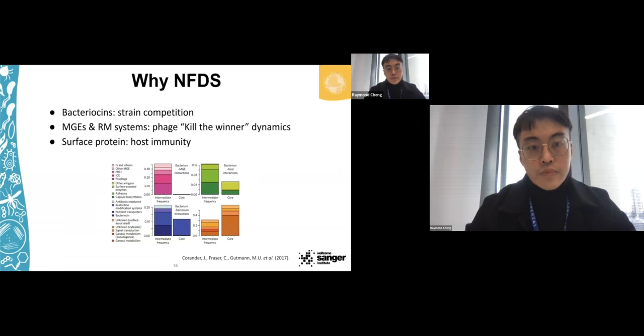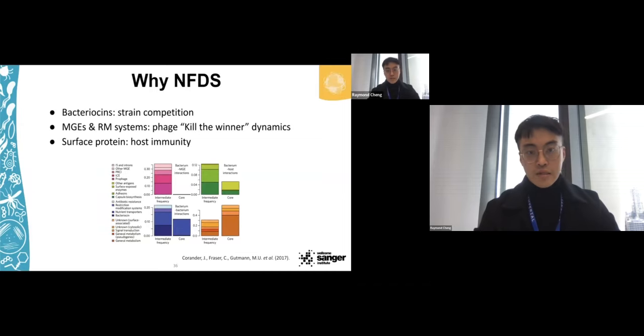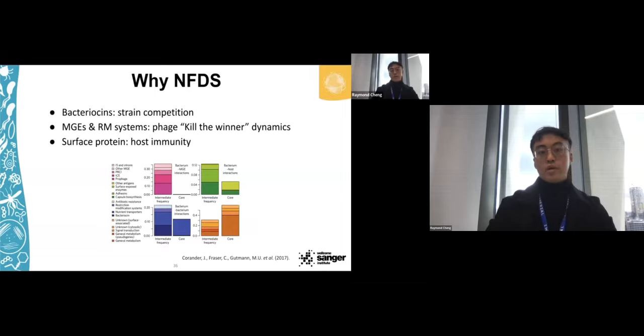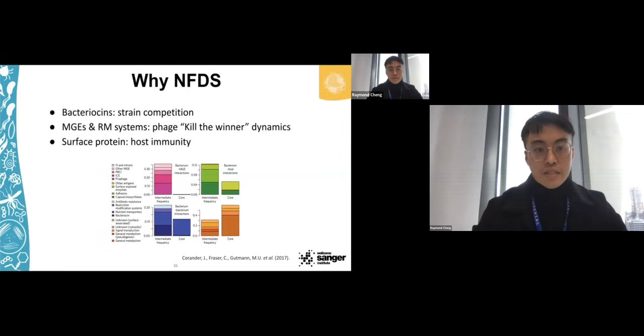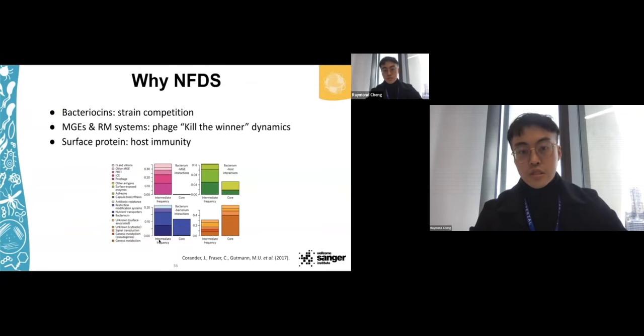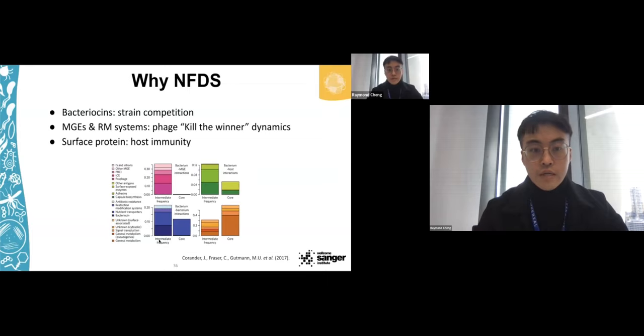So I have described the phenomena of NFDS and how we can use the multilocus NFDS model to describe the observed diversity we have now. But why NFDS? What is the underlying reason that gives the selection force? So as you can see here, if we look into the accessory genes, the intermediate frequency genes are very enriched in several categories in bacterial genes: in mobile genetic elements and restriction modification systems, and also in surface proteins.